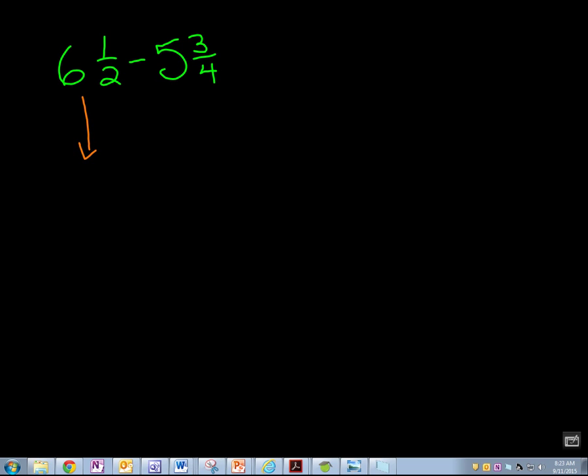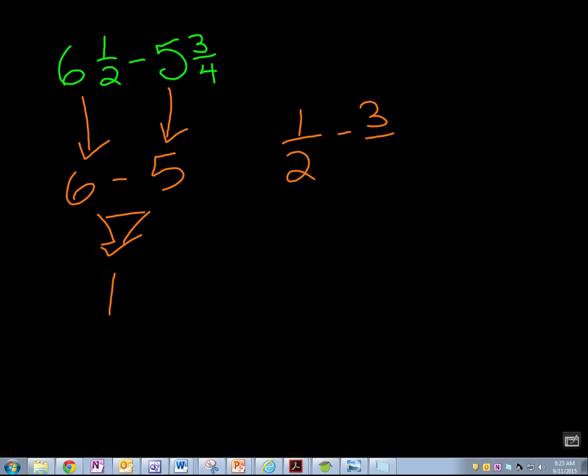So if I pulled out the 6 and I pulled out the 5, then I knew that this would just be 1 over here. Am I correct? 6 minus 5 is 1. Then you would subtract this. Where did we just run into a problem? They don't have the same denominator, true, but that's not a problem because we could find one, right?